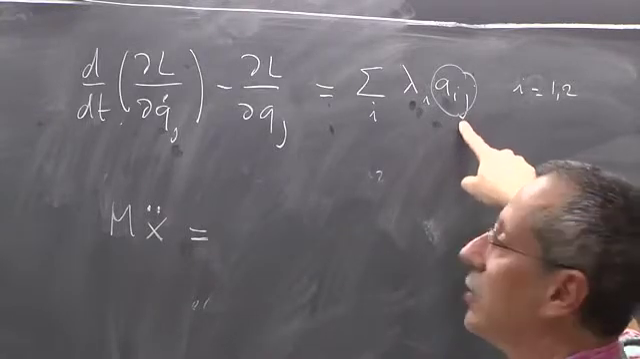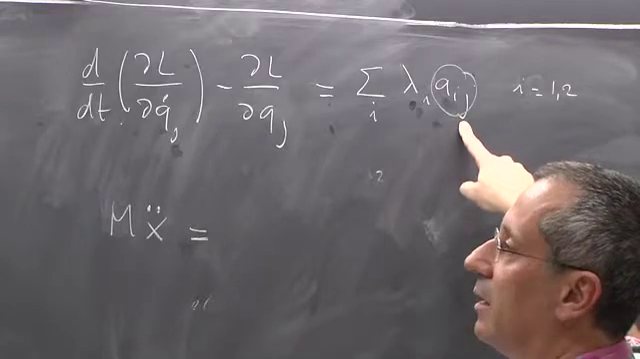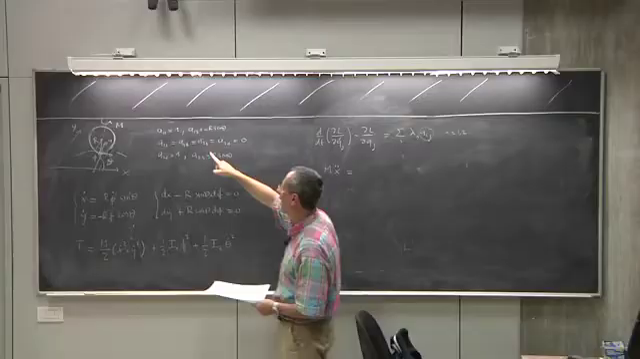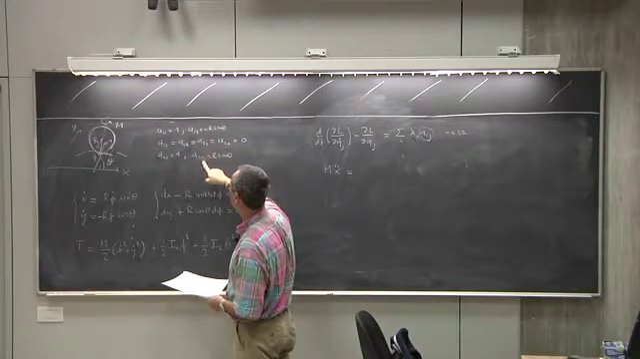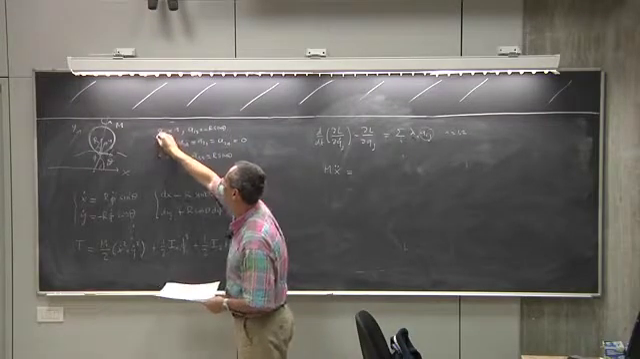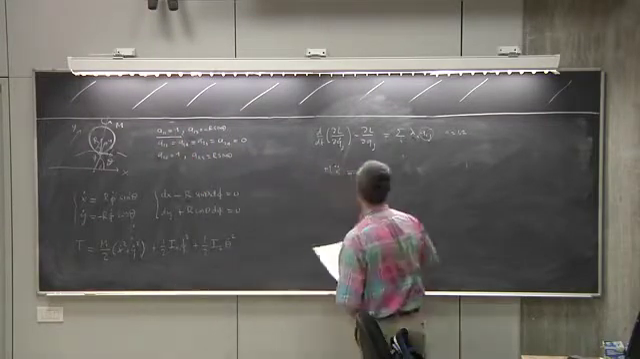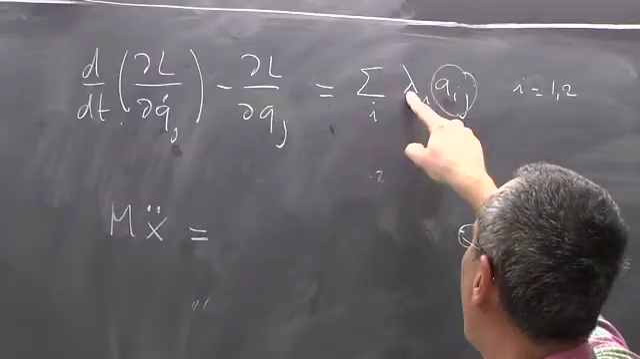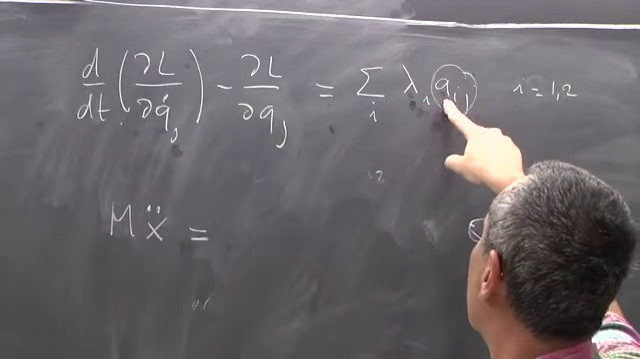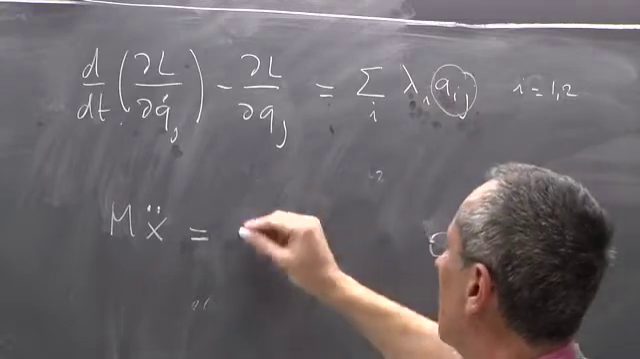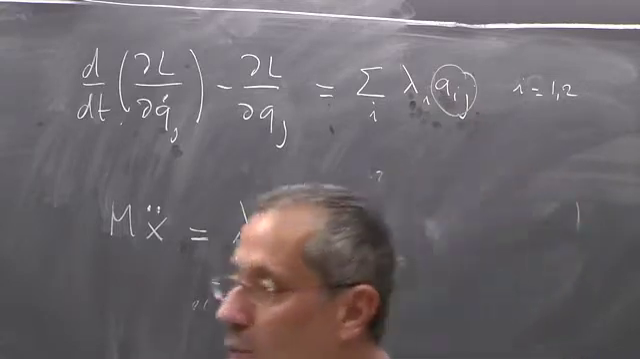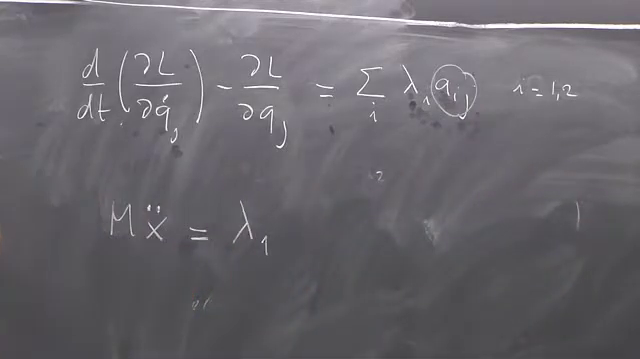No, it's the second index. So I have to look for a second index that is equal to 1. So here, lambda 1, A11, this is the only term, right? A11 is 1, so I have lambda 1.